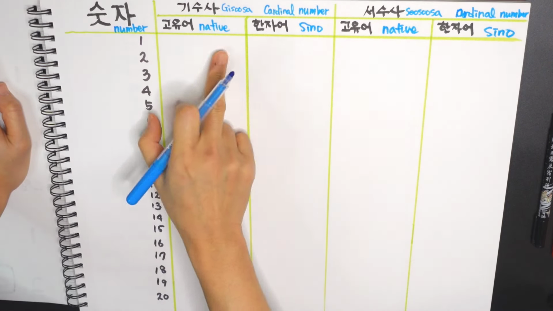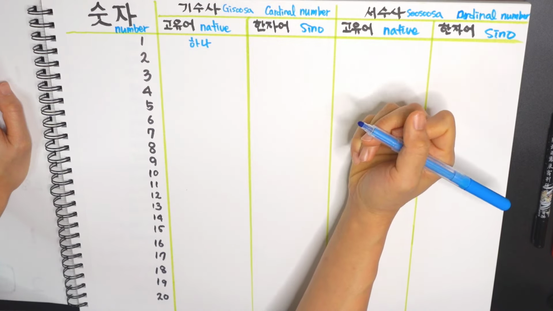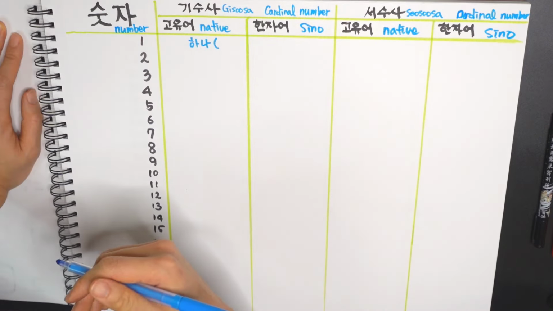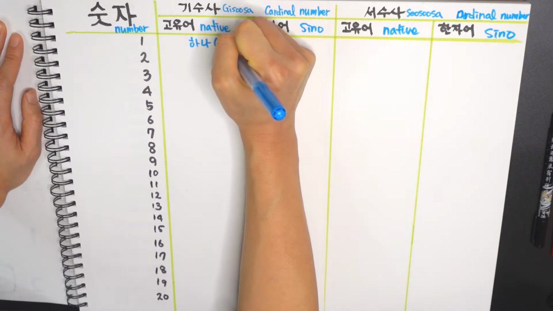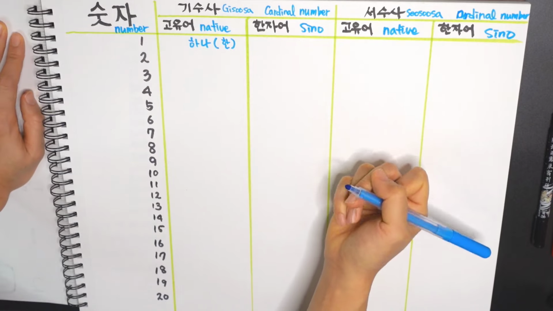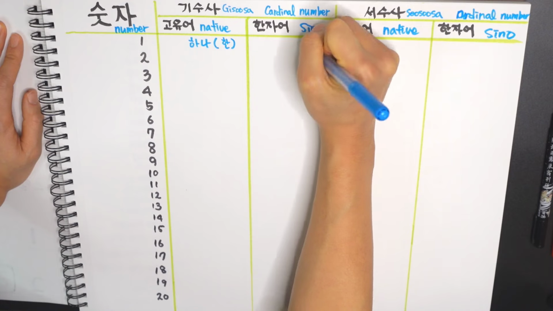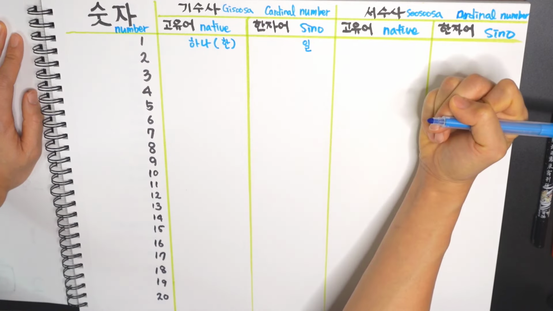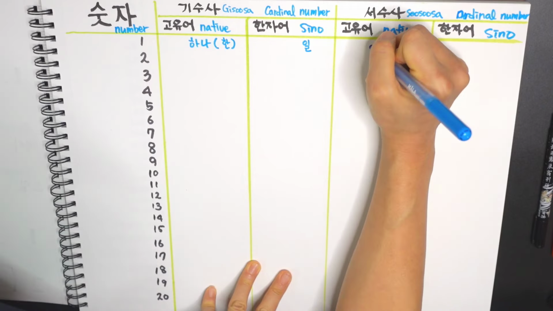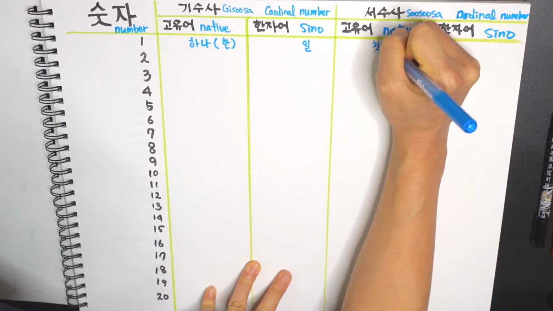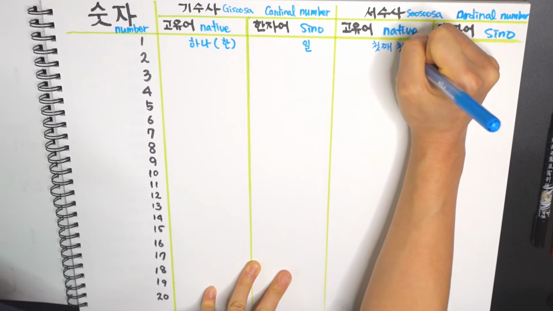Okay, number 1 is 하나 in Korean. And when it is used as a descriptive word in front of a noun, then it becomes 한. And Sino, number 1 is 일. So the native Korean number for the first is 첫째, or you can do 첫 번째.